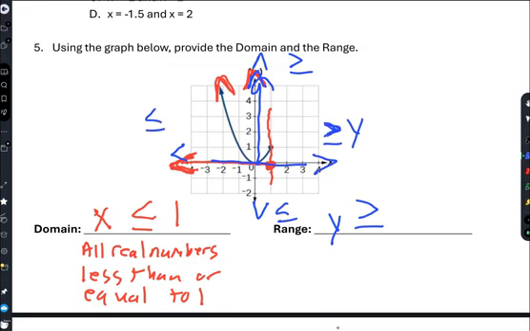Remember that, okay? And the range starts at the zeros, doesn't it? This would also be all real numbers greater than or equal to 0.